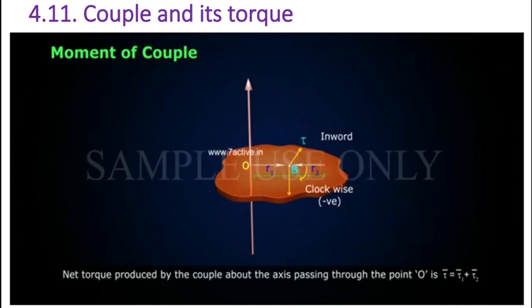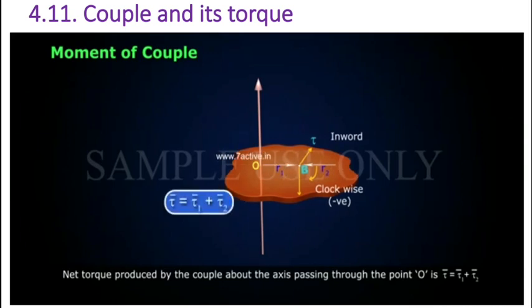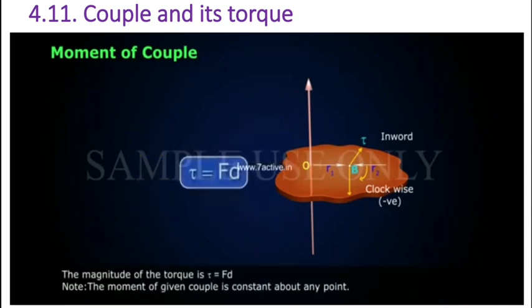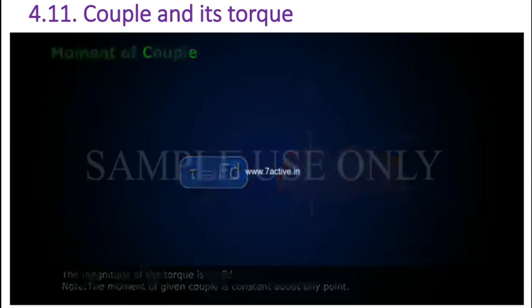Net torque produced by the couple about the axis passing through the point O is tau equals tau 1 plus tau 2. That implies tau equals R1 cross F minus R2 cross F. That implies tau equals (R1 minus R2) cross F. That implies tau equals d cross F. The magnitude of the torque is tau equals F d. Note, the moment of a given couple is constant about any point.